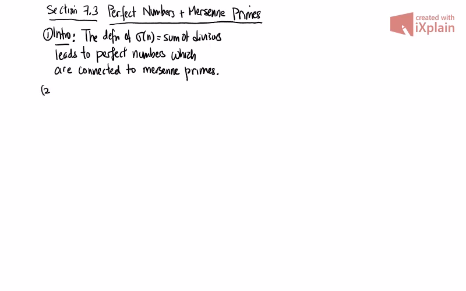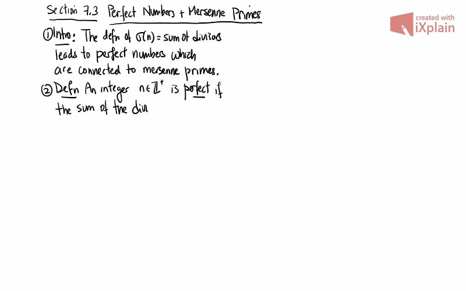So first definition. This was the definition we saw before we left for break. A positive integer is perfect if the sum of the positive divisors is twice the number. So an integer n in Z plus, so positive, is perfect if the sum of the positive divisors equals twice the number. In other words, sigma of n is 2n.